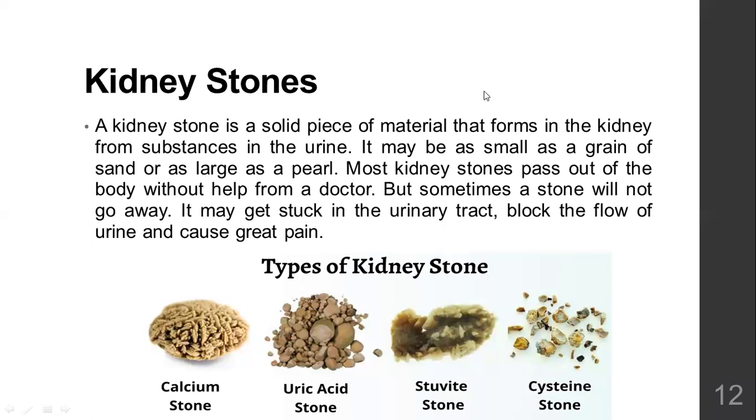Struvite stone is usually caused by bacterial infections. It is an alkaline stone. Uric acid stone is an acidic stone.